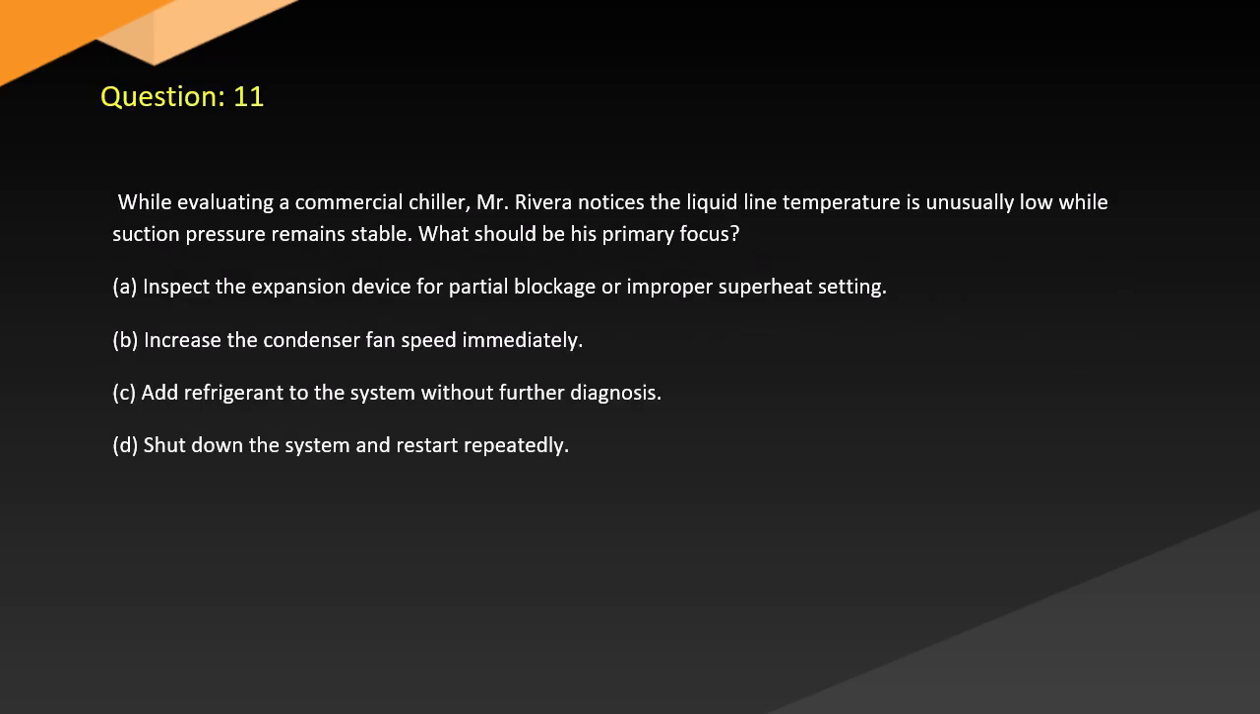Question 11. While evaluating a commercial chiller, Mr. Rivera notices the liquid line temperature is unusually low while suction pressure remains stable. What should be his primary focus? A. Inspect the expansion device for partial blockage or improper superheat setting. B. Increase the condenser fan speed immediately. C. Add refrigerant to the system without further diagnosis. D. Shut down the system and restart repeatedly.